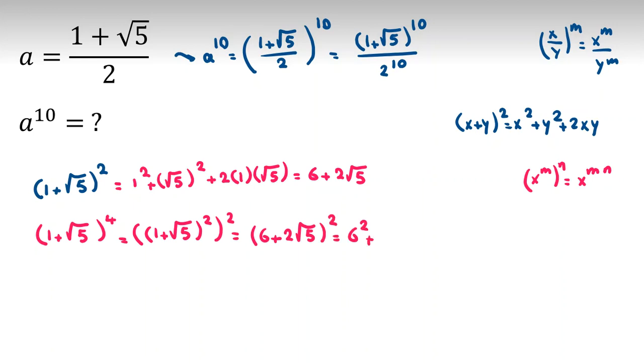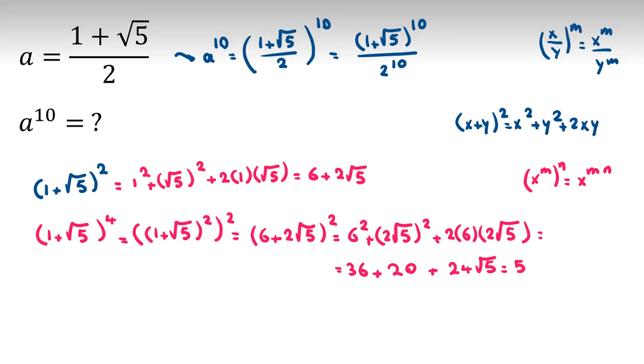It will be 6 squared plus (2 root 5) squared plus 2 times 6 times 2 root 5. 6 squared is 36. (2 root 5) squared is 4 times 5, 20. Plus 2 times 2, 4, times 6, 24 root 5. And it will be 56 plus 24 root 5. Now, in the next step, I want to calculate (1 plus root 5) to the 8.